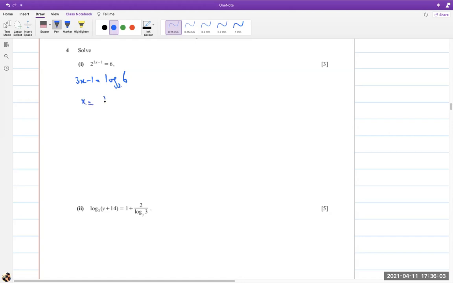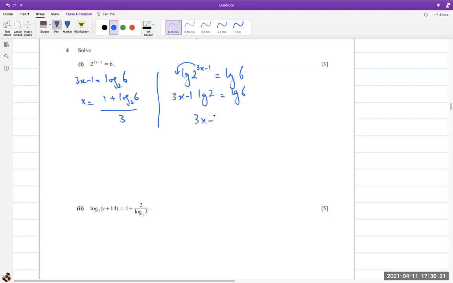So my x becomes 1 plus log 2 of 6 over 3, and I can solve this by putting it in the calculator. Another way I can do this is that let's suppose I don't want to take log 2, I'll take lg or ln or any other log on both sides. So that will give me lg 2 to the power 3x minus 1 is equal to lg of 6. Now according to the power law, my power will multiply with log because log is nothing but a disguised form of power. So that is (3x minus 1) lg 2 equal to lg 6, which is again 3x minus 1 is equal to lg 6 over lg 2. And my final answer again becomes 1/3 into 1 plus lg 6 over lg 2.